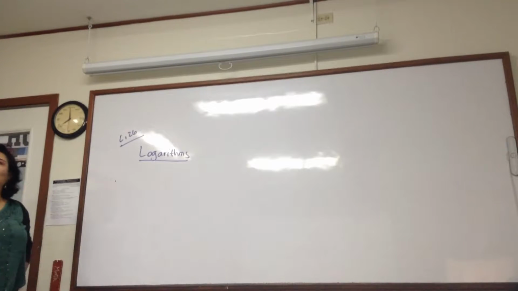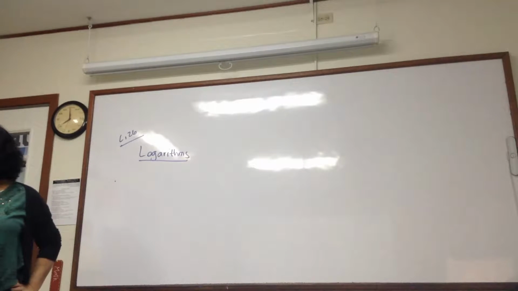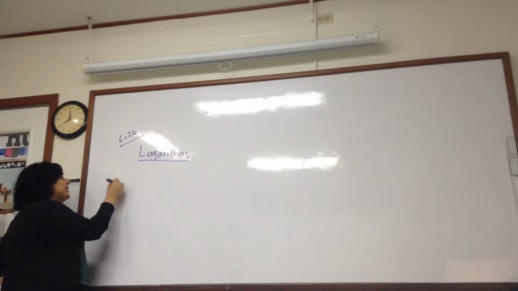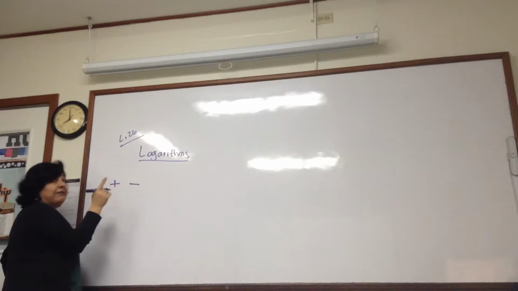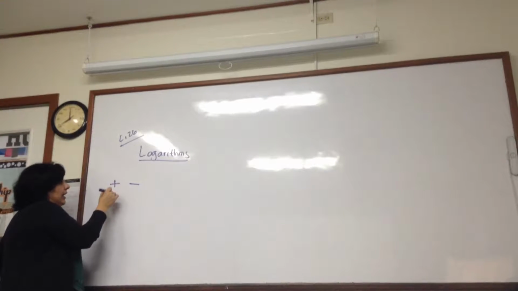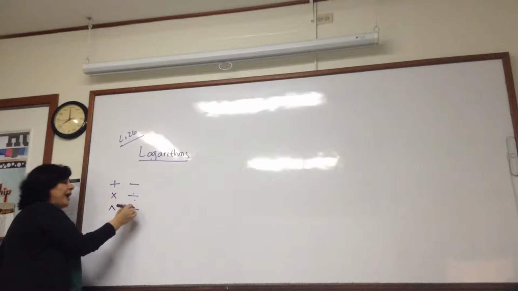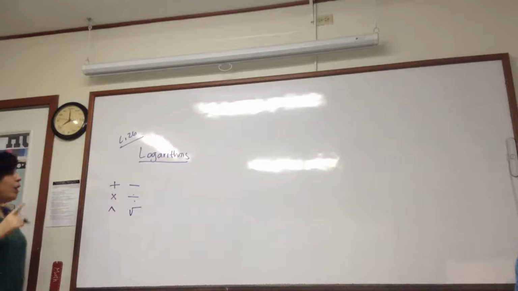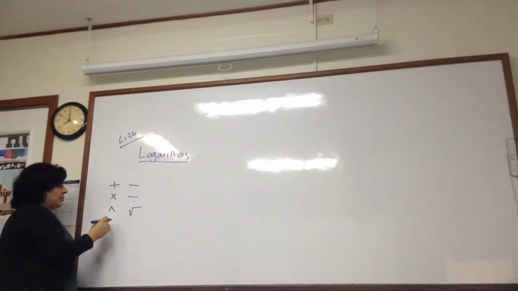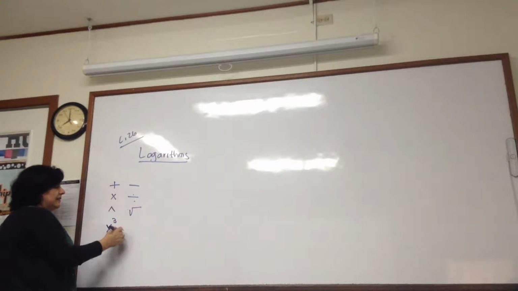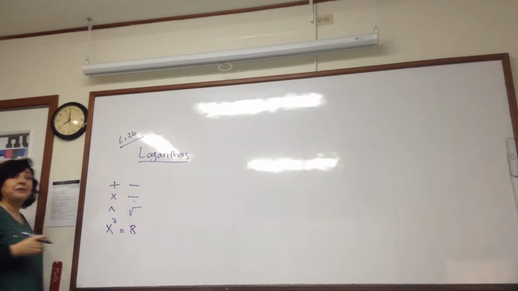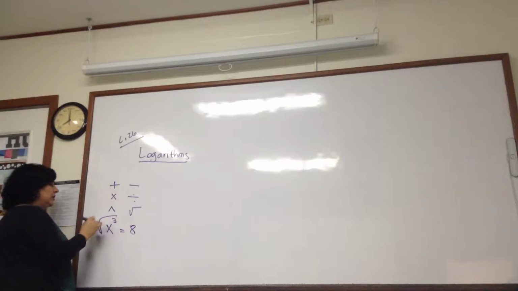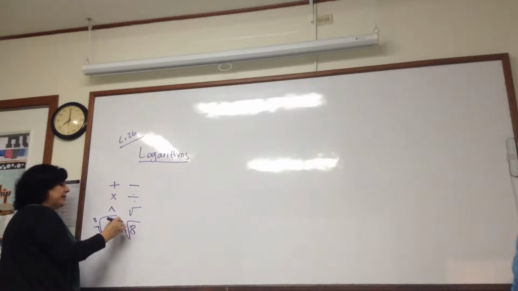Every operation always has an inverse, right? So the inverse of addition is subtraction, and vice versa. Multiplication has division. When you raise to a power, you have rooting, radicals, right? And this is when you have something like X to the 3 equals 8, for example. You cube root, X is 2, and you do the same thing on both sides.